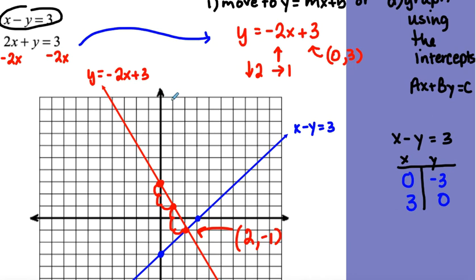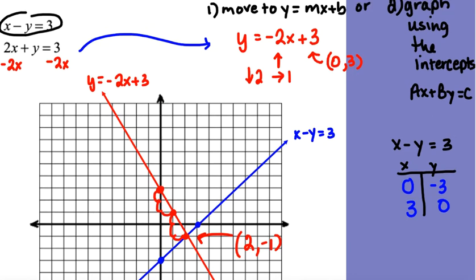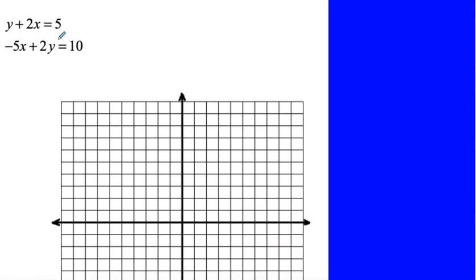Okay? All right, so I want you to try one right now. I want you to try y plus 2x equals 5 and negative 5x plus 2y equals 10. And then I want you to check your answer on Desmos. If you got it wrong, let me know, and I'll see what I can do to help you, okay? All right, but we're going to move on in this video. So you're going to press pause, go ahead and try that, and then come check it on Desmos.